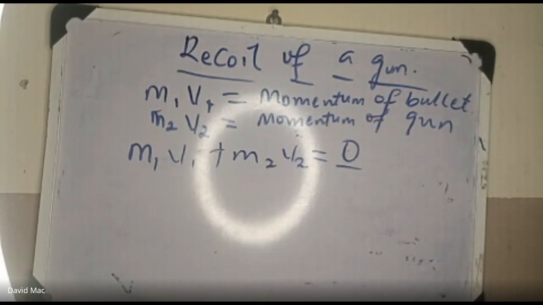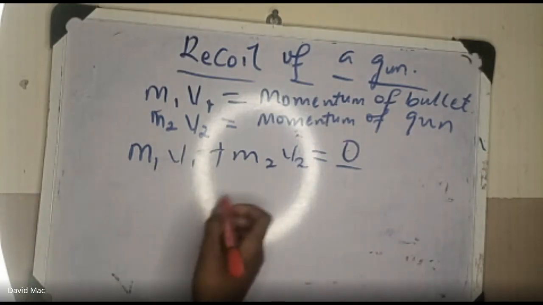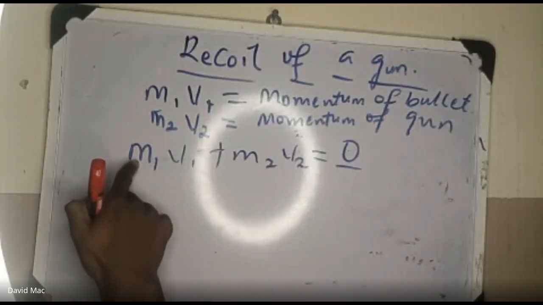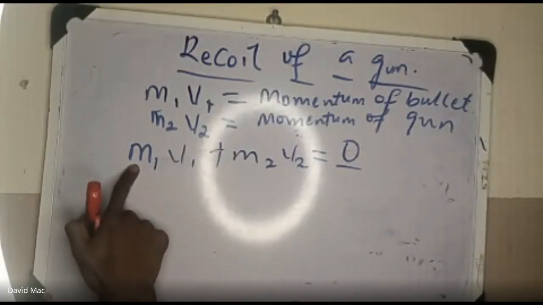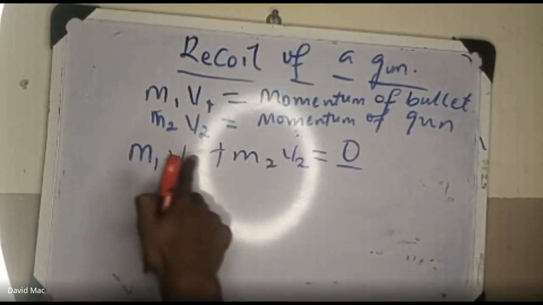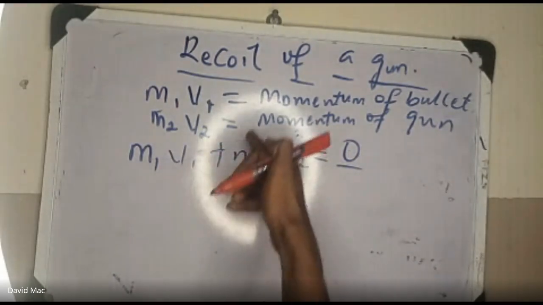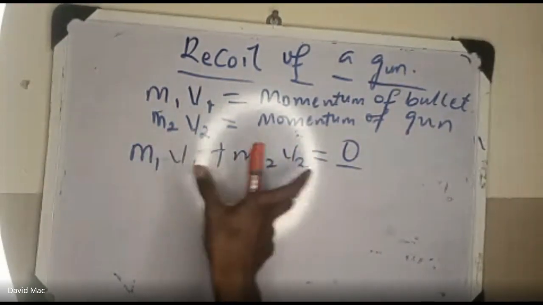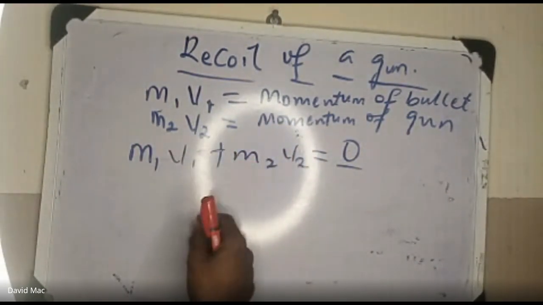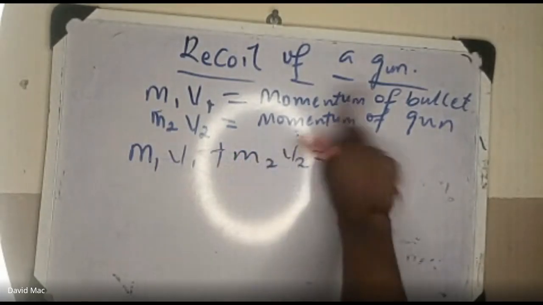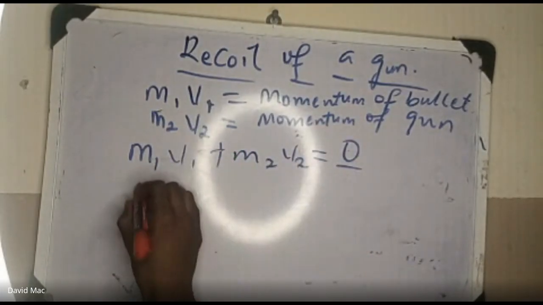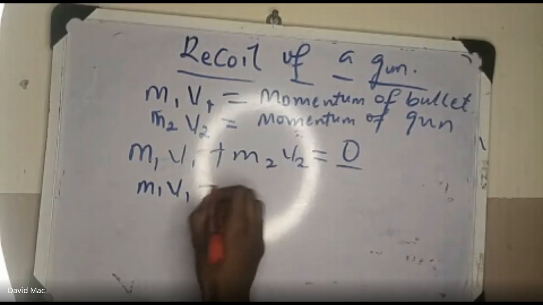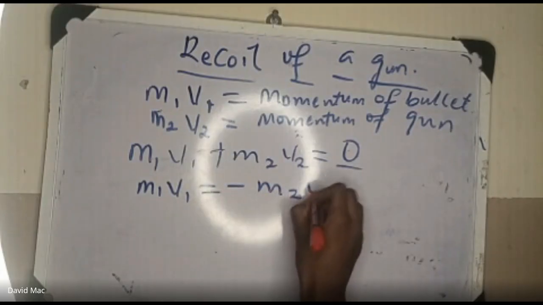So since you know that this is zero, if you want to calculate the momentum of the gun now, or maybe you want to calculate the mass and the velocity, what you will do is that you will shift this, because you are supposed to have an equation, not an expression. So this is an equation. So this body moves to this side. So you will have M1 V1 is equal to minus M2 V2.